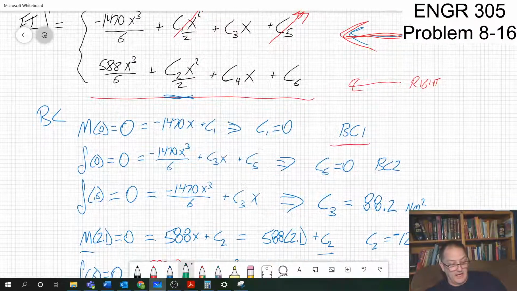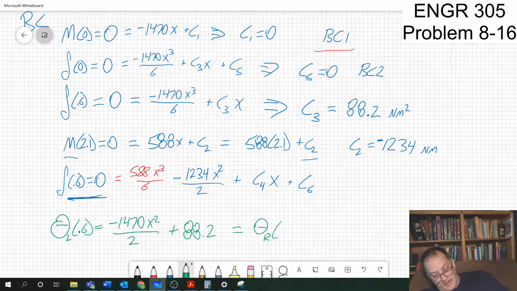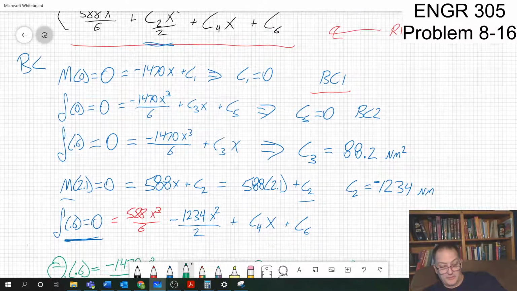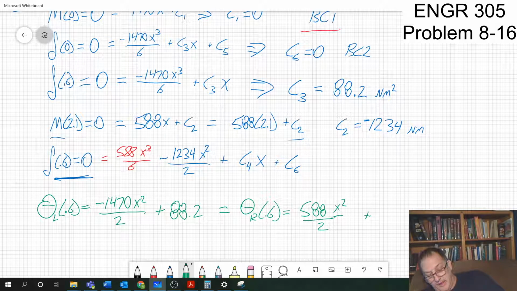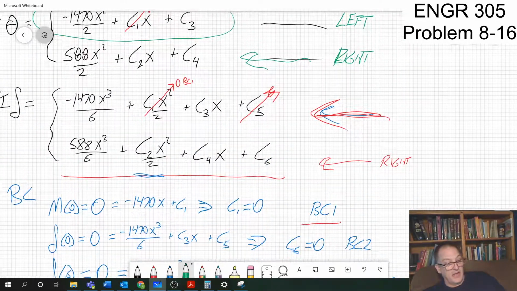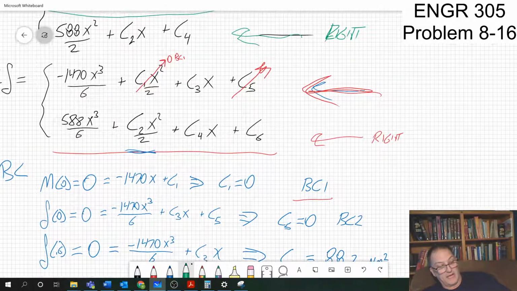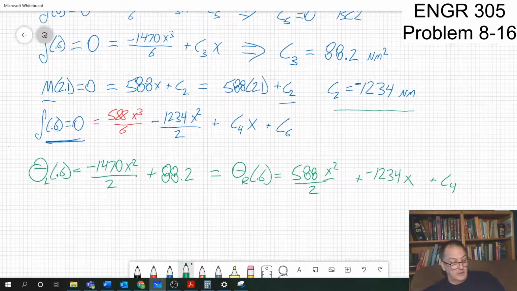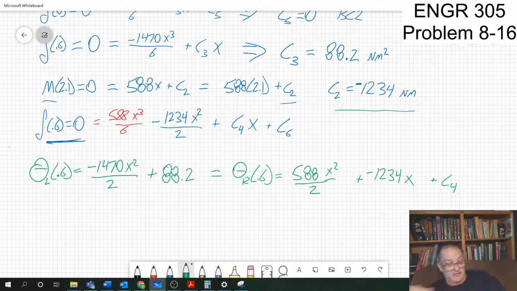minus a 588x, which is equal to theta from the right at 0.6, is equal to 588 x squared over 2 plus C2, so that's a minus, 588 minus 1, 2, 3, 4 x, plus C4. And I don't know what the number is, but I know those have to equal each other, right?